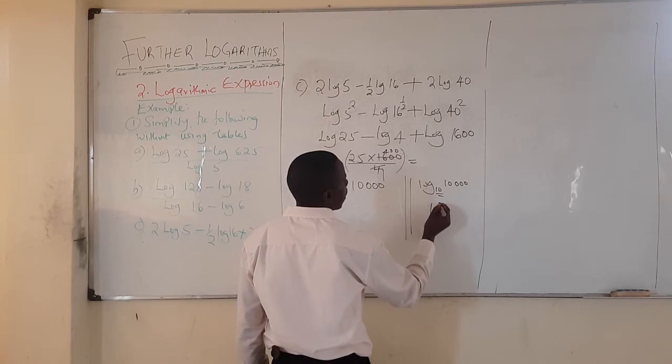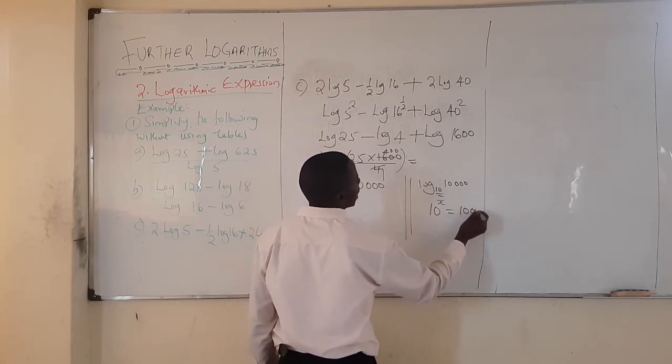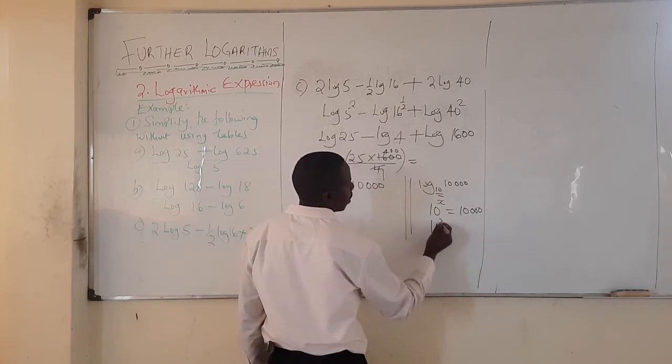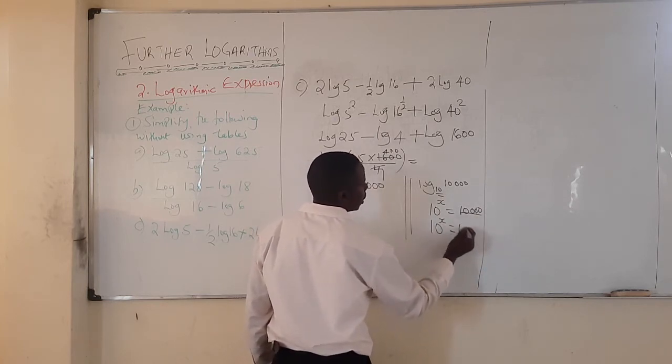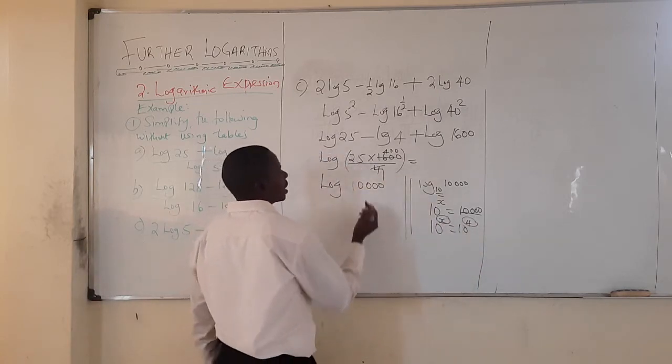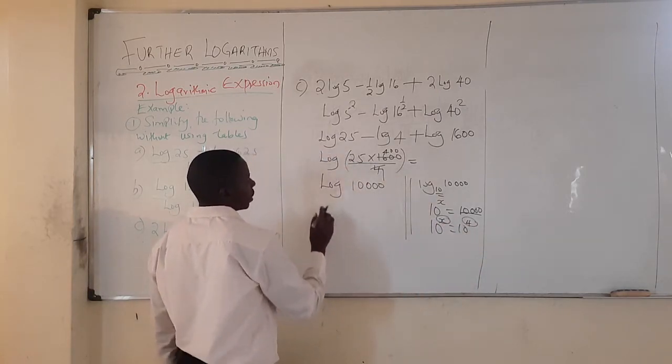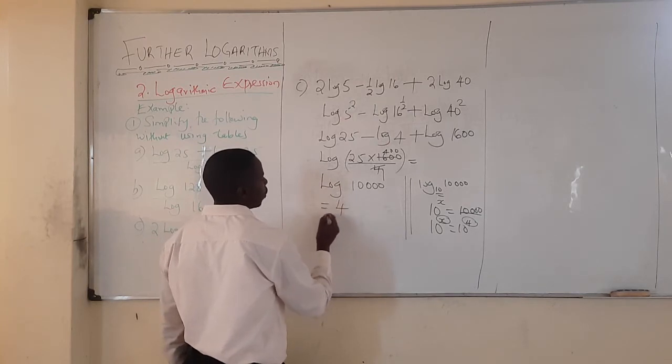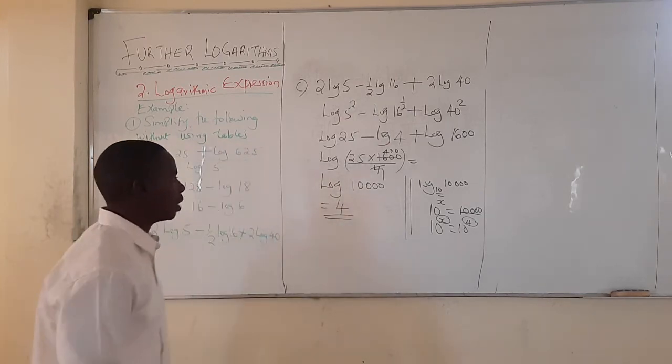In other words, what number do we raise 10 to, to give you 10,000? 10 to the power x should be 10,000, which is 10 to the power 4. And this 4 is what we are interested in. So the log of 10,000 is going to be equal to 4. So that's our final answer to that.